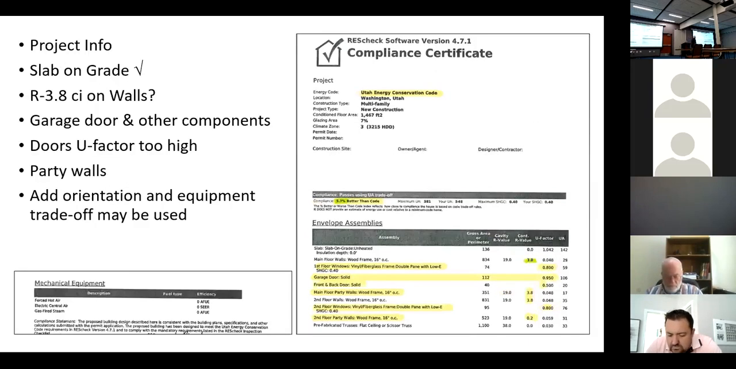Slab on grade, 3.8%, 3.7% better than code. They're putting in, this raised a flag, 112 square feet of garage door. Are we including the garage in our ResCheck, or what are we doing here? Front and back doors at 0.5, that's probably a bad number. And then they have this 0.38 insulation. Is that on the plans and what is it?